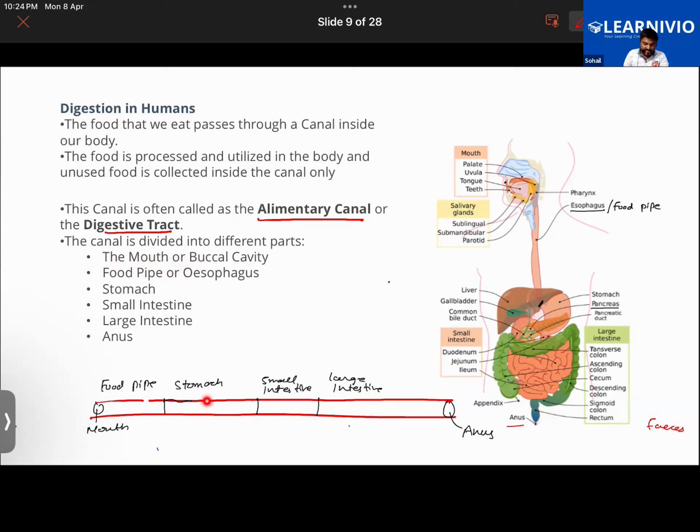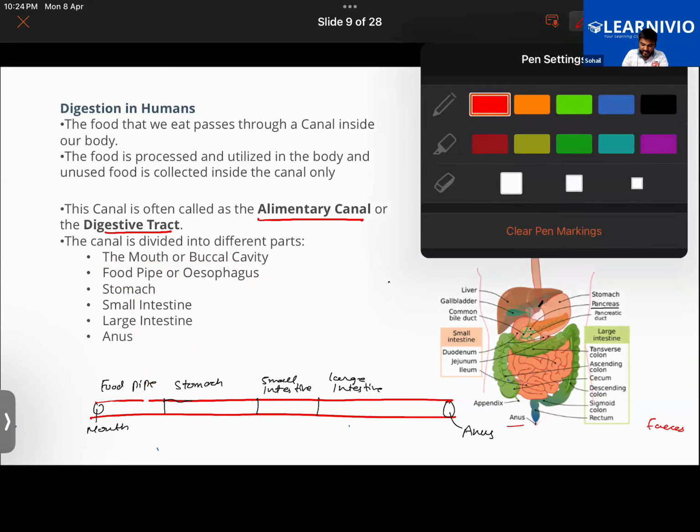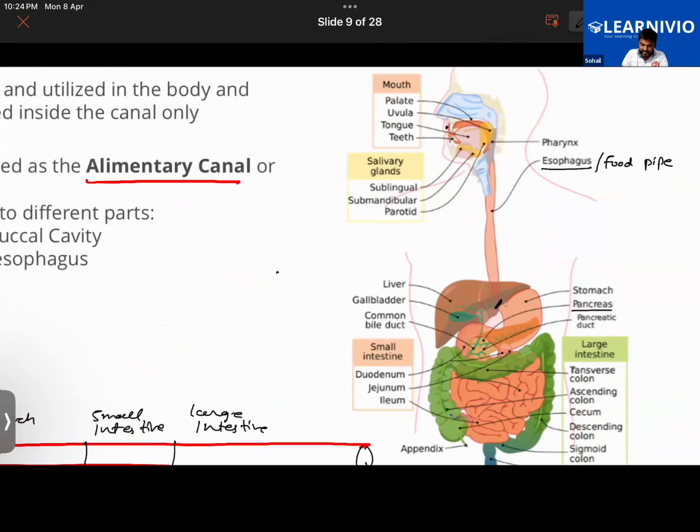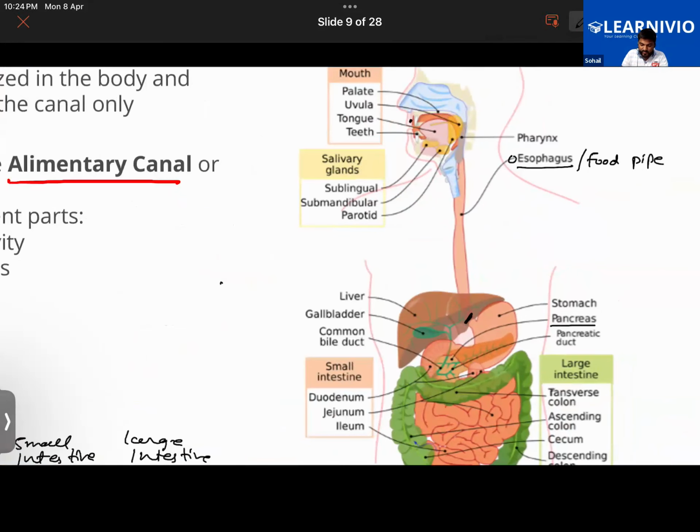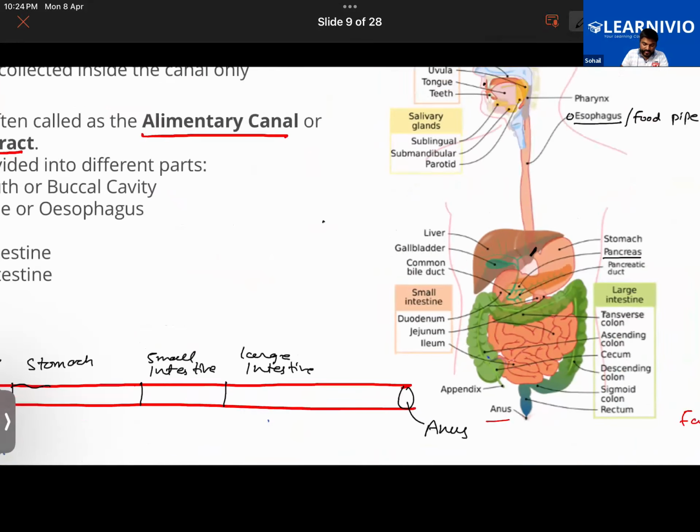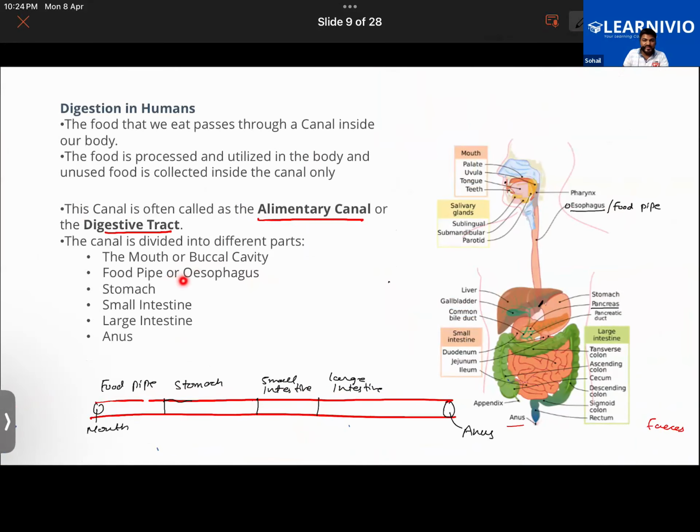Then the food pipe, also called the esophagus. The spelling might differ; actually, there's an error in this image, I think. The correct spelling starts with O. Esophagus. The O here is actually silent. You pronounce it as esophagus.